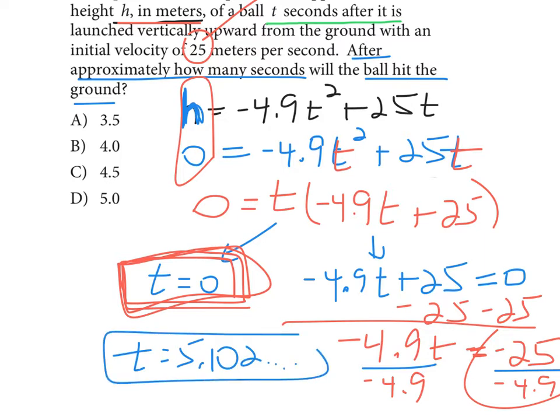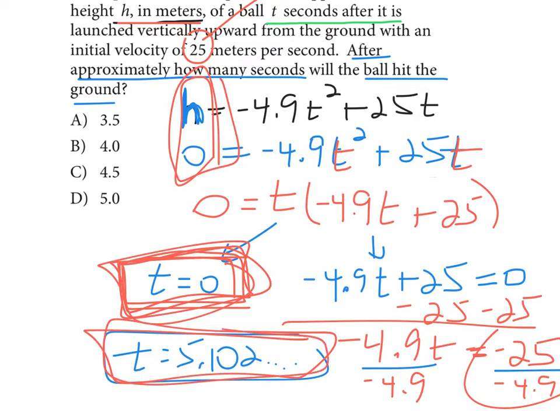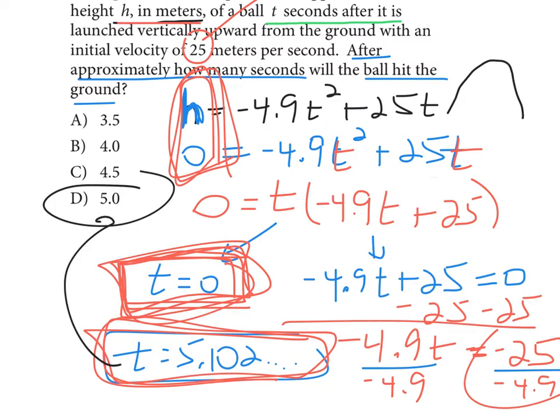So when the ball is in the air for 0 seconds, the height is 0, and when the ball is in the air for 5.1 seconds, the height is 0. So the ball is basically following a path of going up and then going back down. So here, approximately how many seconds will the ball hit the ground? It's going to be 5 seconds.